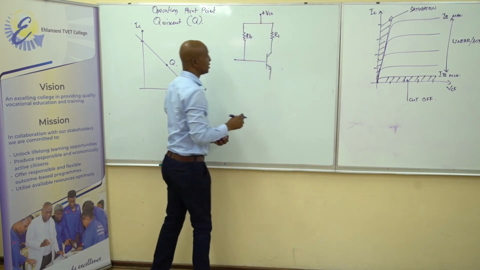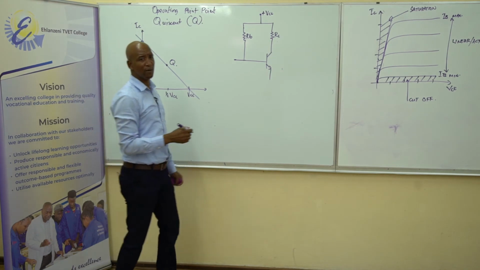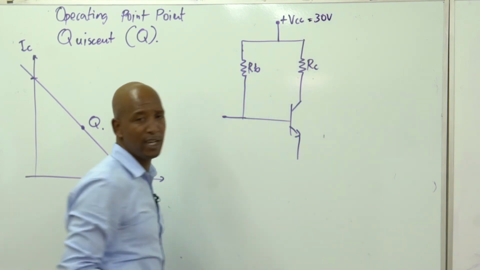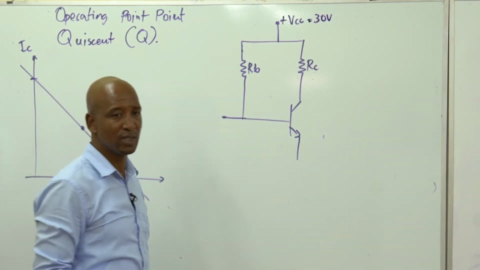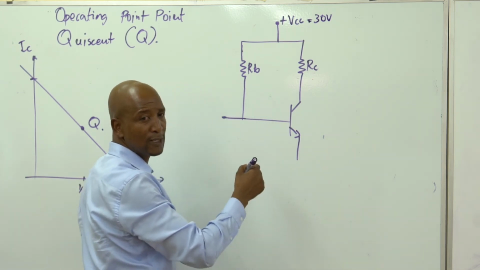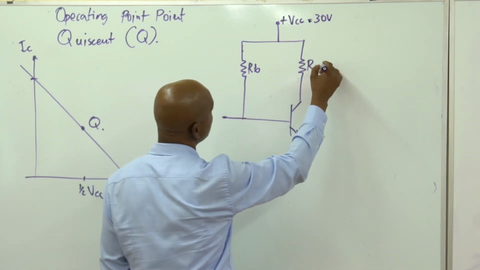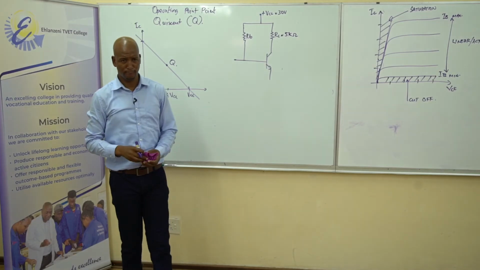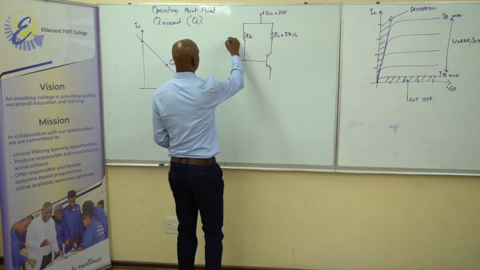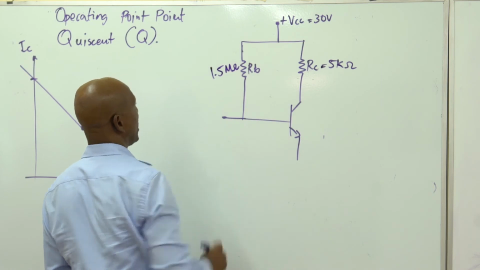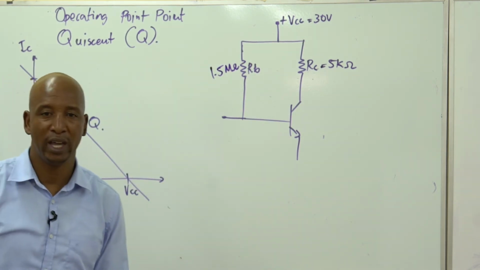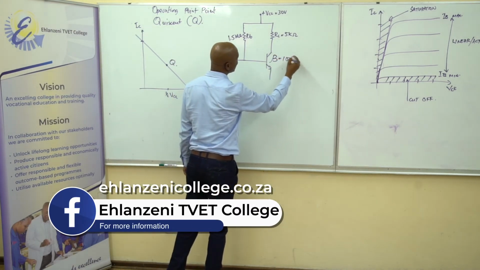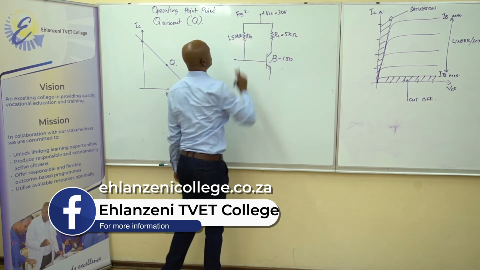Plus VCC. So we are saying if our VCC is 30 volts, let me just set it at 30 volts, and RC is 5 kilo ohms. So RC is 5 kilo ohms again. RB is 1.5 mega ohms. Yeah, that much. And we also have the beta gain of this amplifier set at 100. Let me call this figure 2.